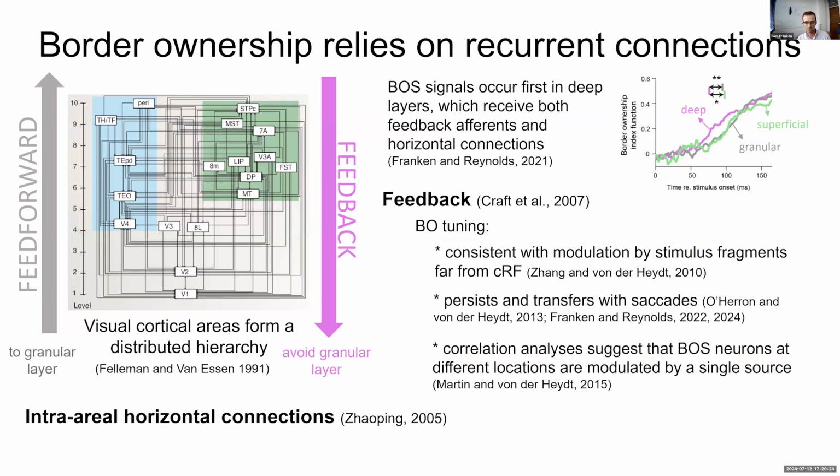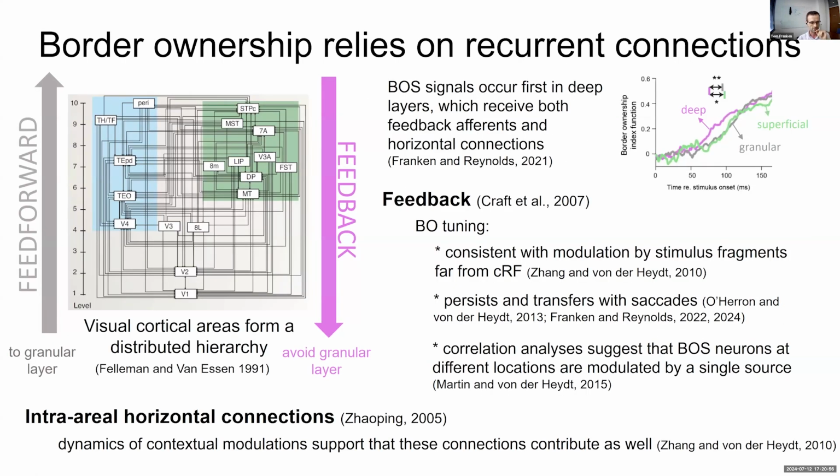Other pieces of evidence that point to the role of feedback are summarized here. This is shown, for example, by the pattern of contextual modulation of border ownership neurons by distal stimulus fragments, also by the transfer and persistence of border ownership signals. I will talk about this more in a few slides. And finally, the correlation that was found between border ownership neurons that cover distant parts of the same object. On the other hand, there is also data that supports the role for horizontal connections, namely the dynamical pattern of border ownership signals and the role of context at different distances from the receptive field.